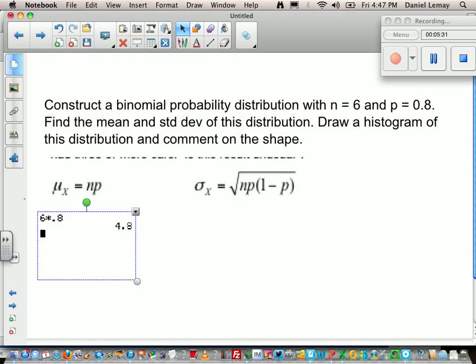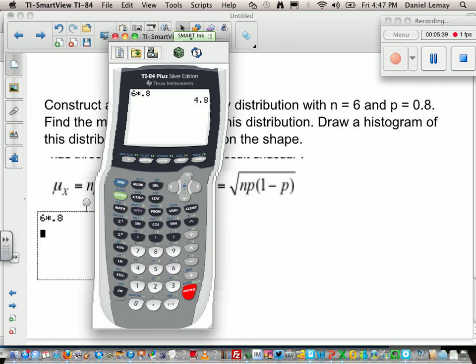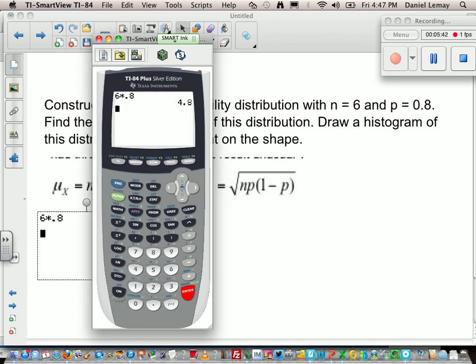And then to get the standard deviation, the formula is n times p, which is the same as the mean, times 1 minus p. Some books call this q. So that just means 1 minus the probability of a success, which in this case is 1 minus 0.8. So if you think about 1 minus 0.8, that's going to be 0.2, right? So I can take 4 times 0.8, or I could have taken the 4.8, and I'm going to multiply that by 0.2.